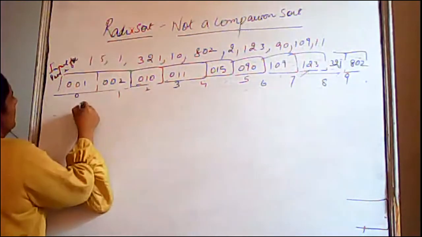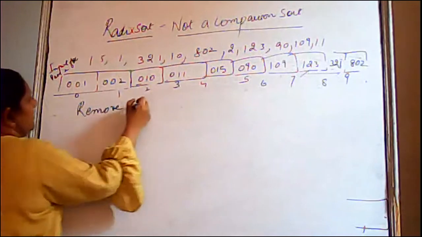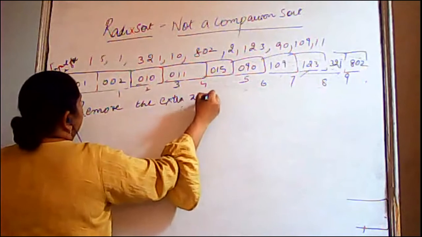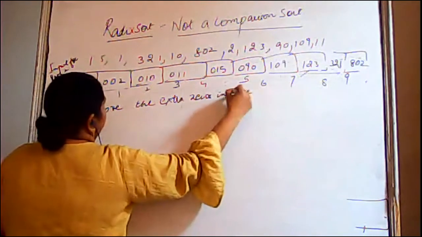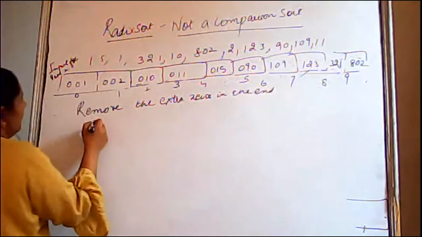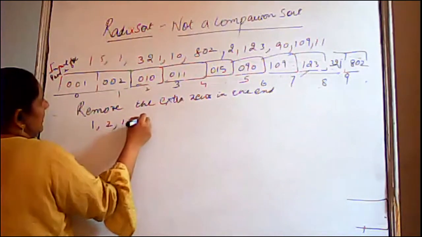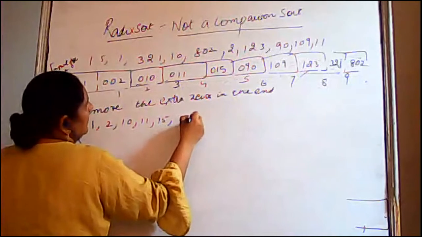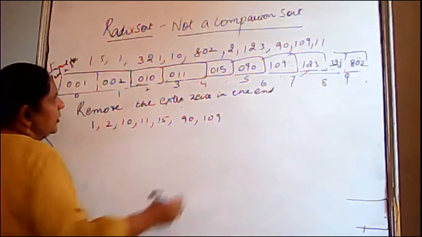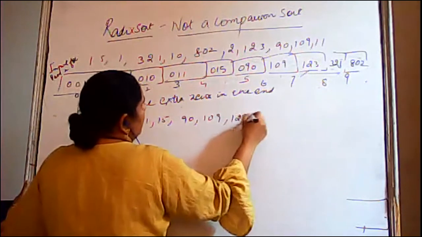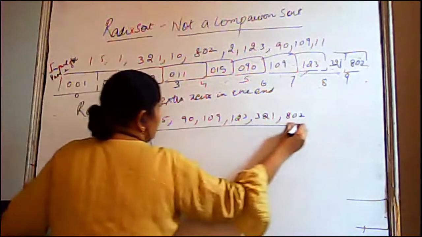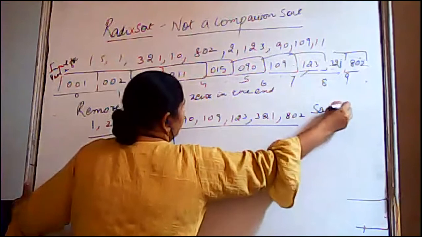We can remove the extra zeros in the end. So the numbers would be 1, 2, 10, 11, 15. Then you have 90, 109. Then you have 123, 321, and 802. This is the final sorted array.